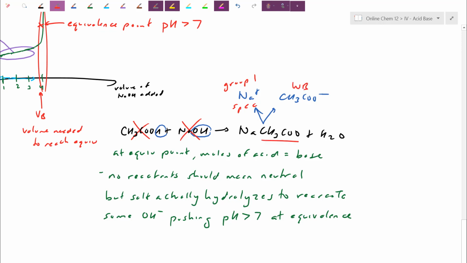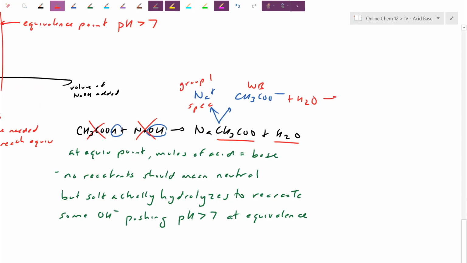When acetate is in the presence of water, acetate can actually steal a proton back from water and reform acetic acid. Now, at first you're thinking, oh, it reformed acid. Oh no, now it's acidic. But more importantly, as it stole a proton from water, it actually generates some more hydroxide.